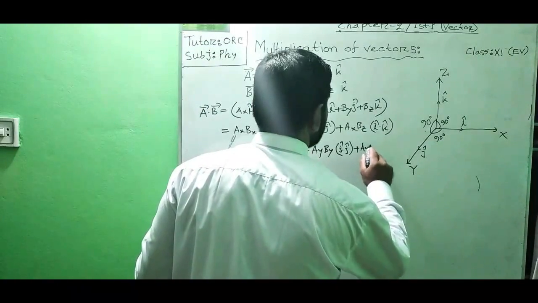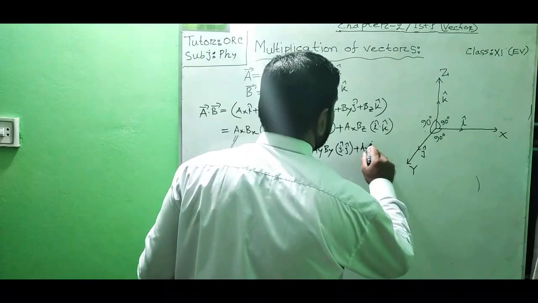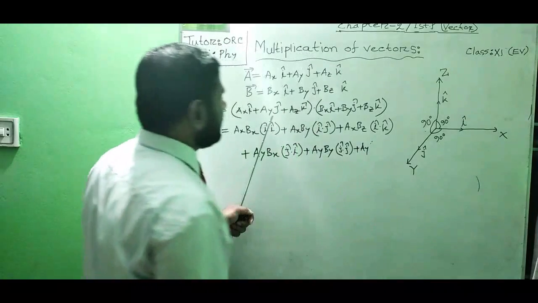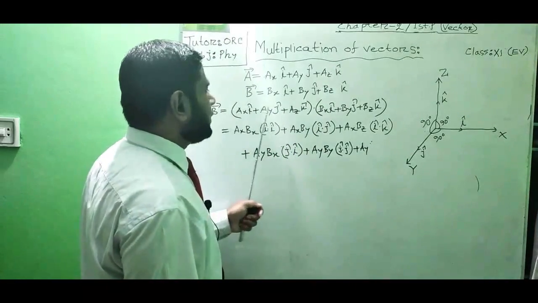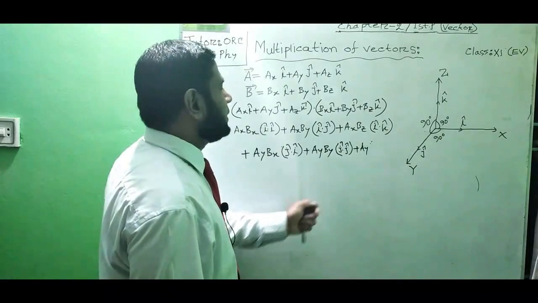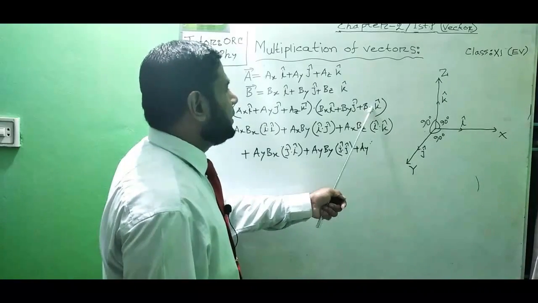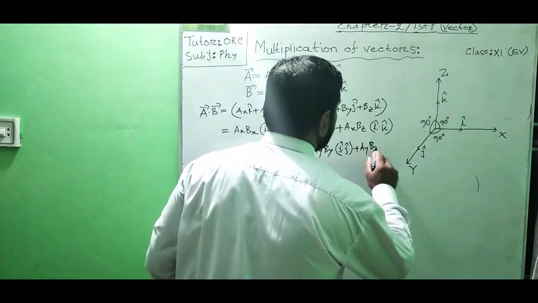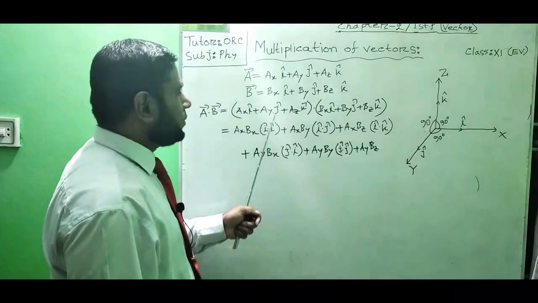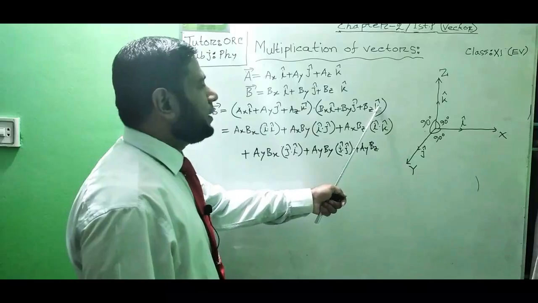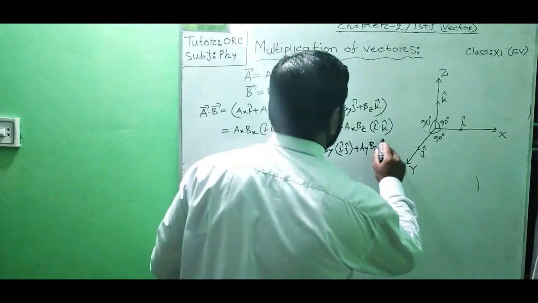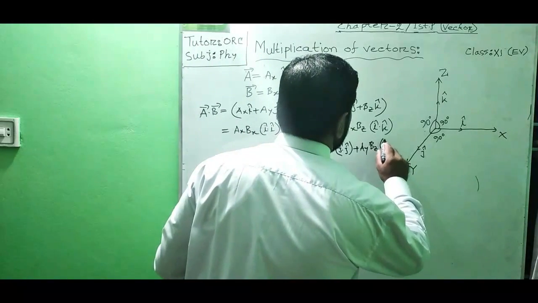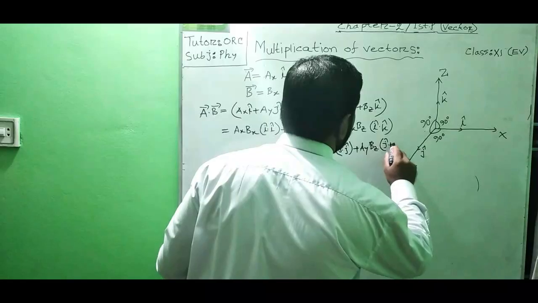Ay, we multiply the second term of the first vector with the third term of the second vector, ay bz, and the two unit vectors are j cap and k cap, j cap dot k cap.